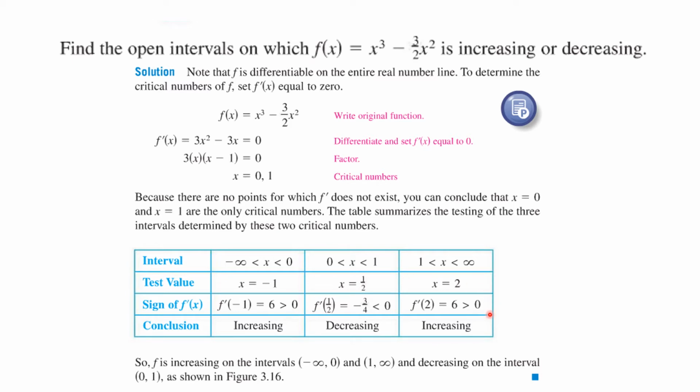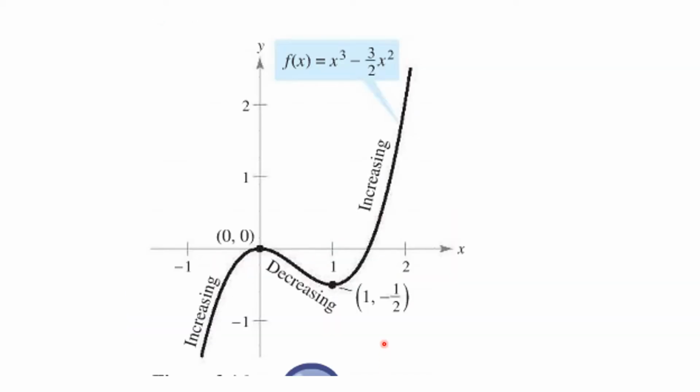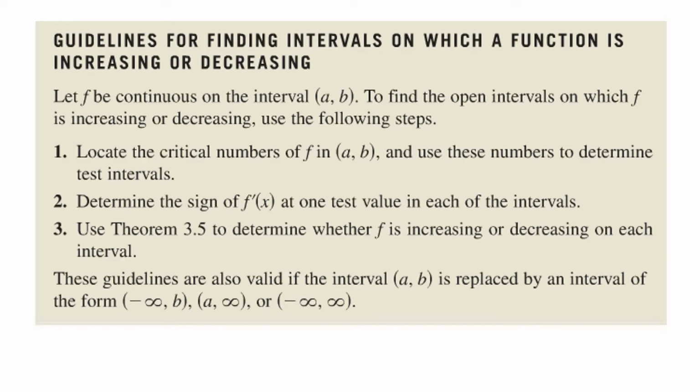When we compute those, we find out where the function is increasing and decreasing. So it's increasing on this interval from minus infinity to 0, and it's also increasing from 1 to infinity, and it's decreasing otherwise. The picture verifies that, and so that's one type of problem that you may encounter in your homeworks.